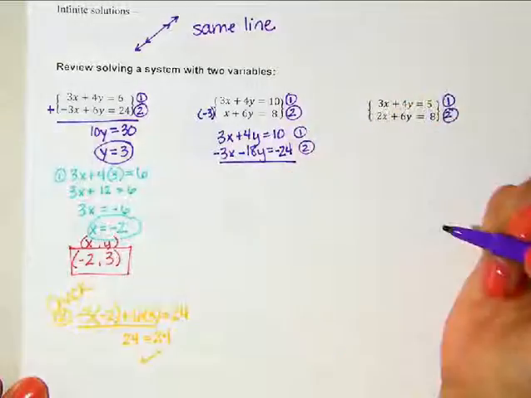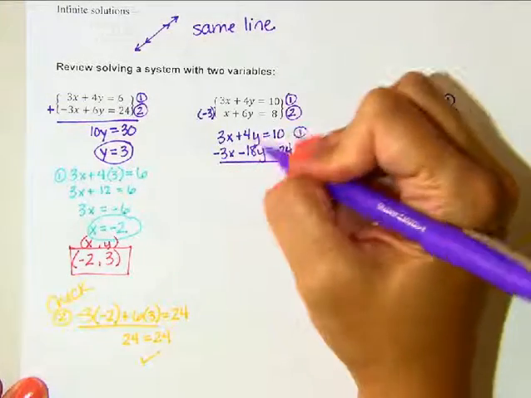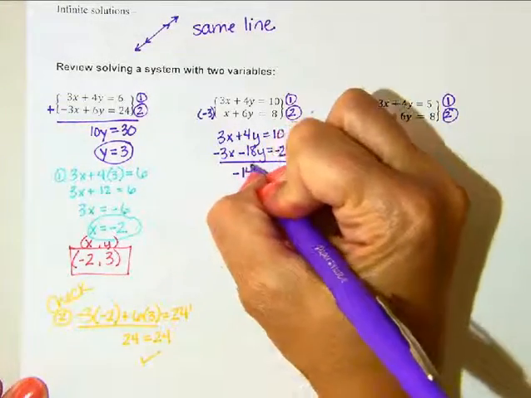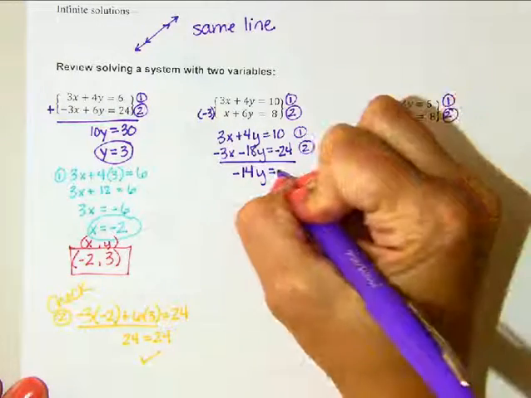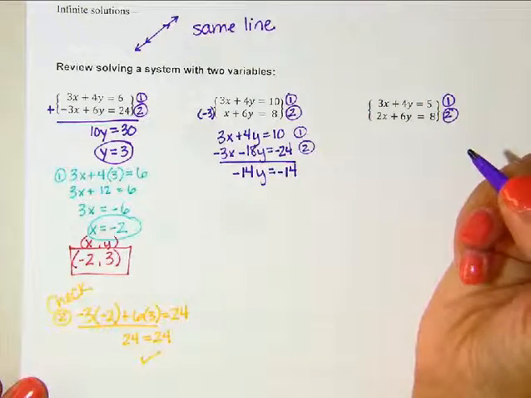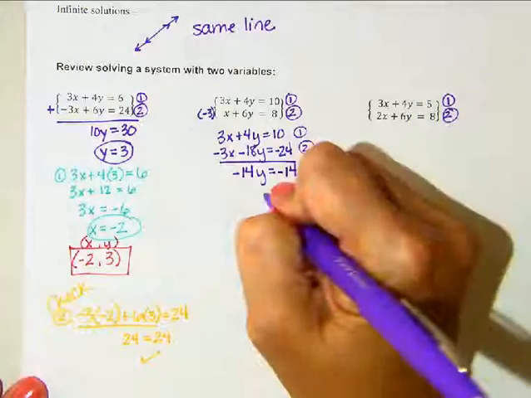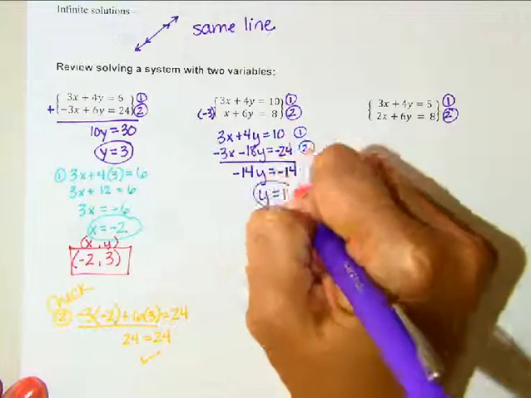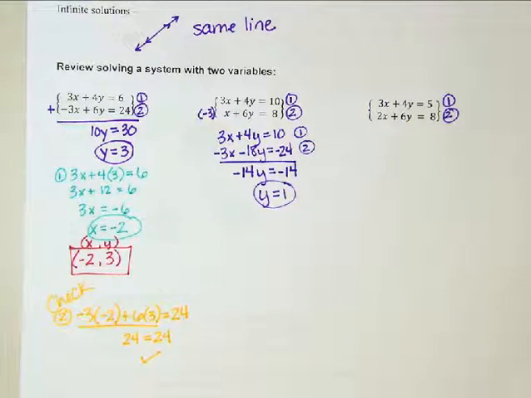Okay, now I add them up. The x's cancel. The y's become negative 14y equals negative 14. And I could solve for y by dividing by negative 14, so y is going to be 1. Okay, so I take that y and I plug it in.